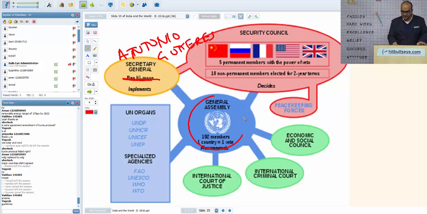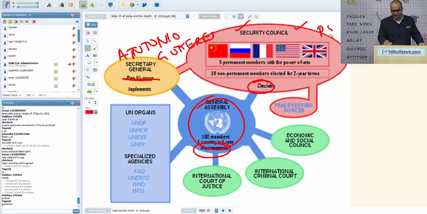This is the General Assembly. All the members have one vote in the General Assembly. All its decisions are taken on the basis of majority. However, it is only a recommendatory body, a recommending body, as you can see here. And all the decisions are in fact taken by a much smaller body called the Security Council. It consists of P5 nations and 10 non-permanent members.